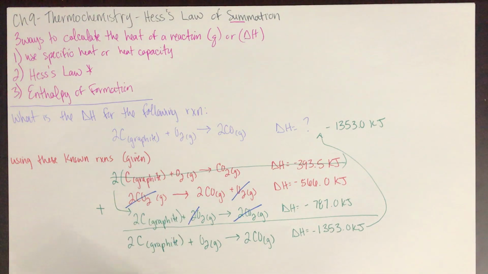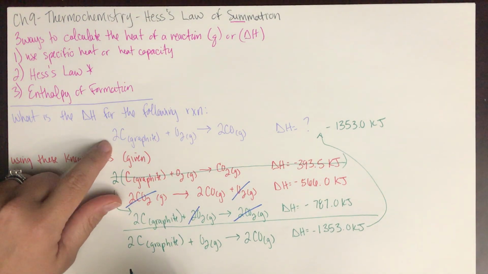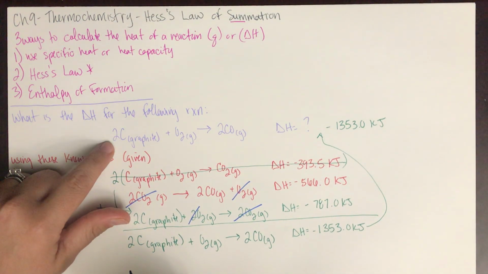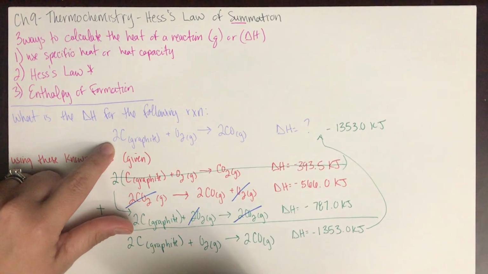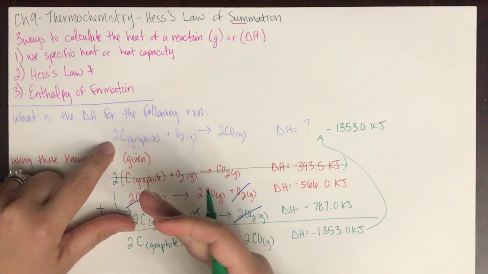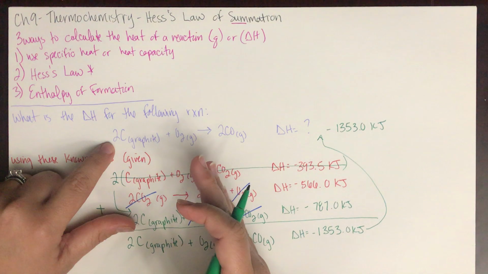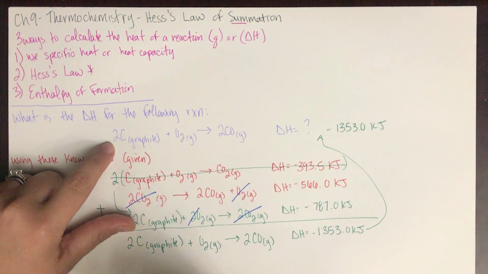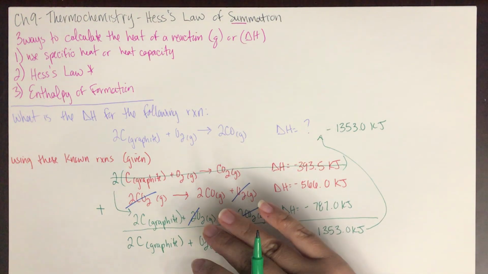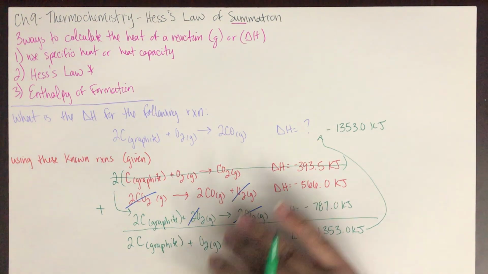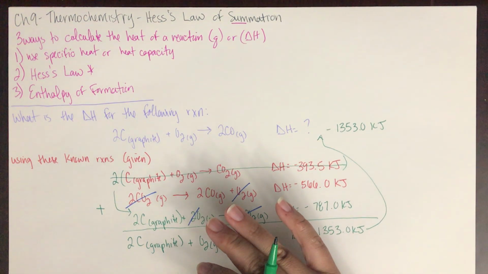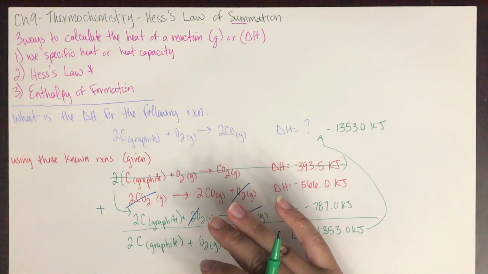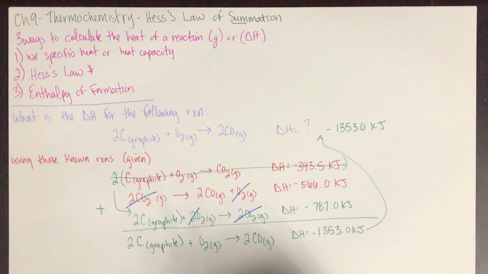The way this works is you're always going to be given a reaction that the enthalpy change is unknown for because it's hard to measure, because the reaction takes too long to happen in a lab. We can't use the specific heat or heat capacity to measure it. So what you'll do is you'll be given reactions where the enthalpy changes are known, and then you're going to add them together.